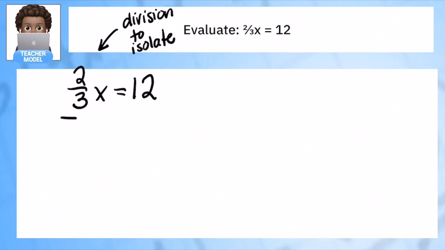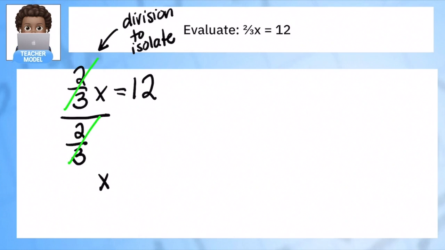And why are we using division again? Because when we divide a number by itself, we end up with just 1. So 2/3 divided by 2/3 is just going to give us 1. It doesn't matter that they're both fractions. 5 divided by 5 is 1. 100 divided by 100 is 1. 2/3 divided by 2/3 is just going to leave us with just 1x. And that's what we want.